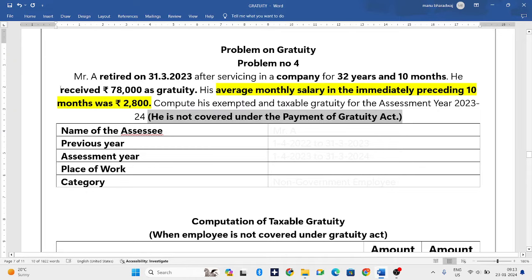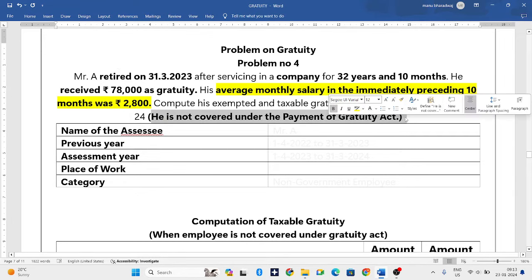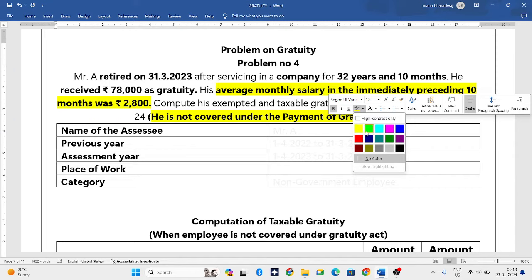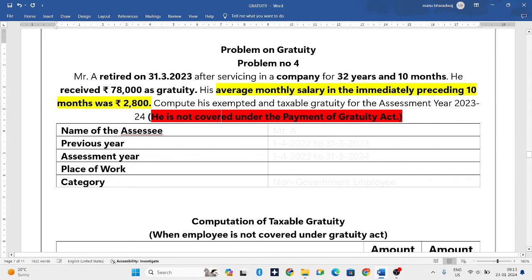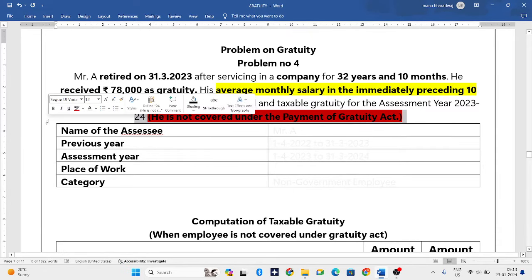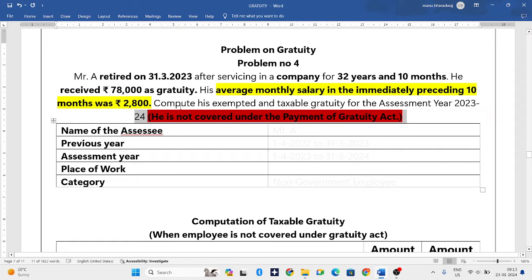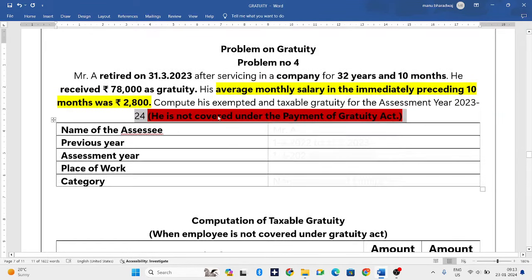In the previous three problems, we were taking the last salary drawn because he was covered under the Gratuity Act. When the person is not covered under the Gratuity Act, we will take the last 10 months average salary. So let us see how to solve this problem.